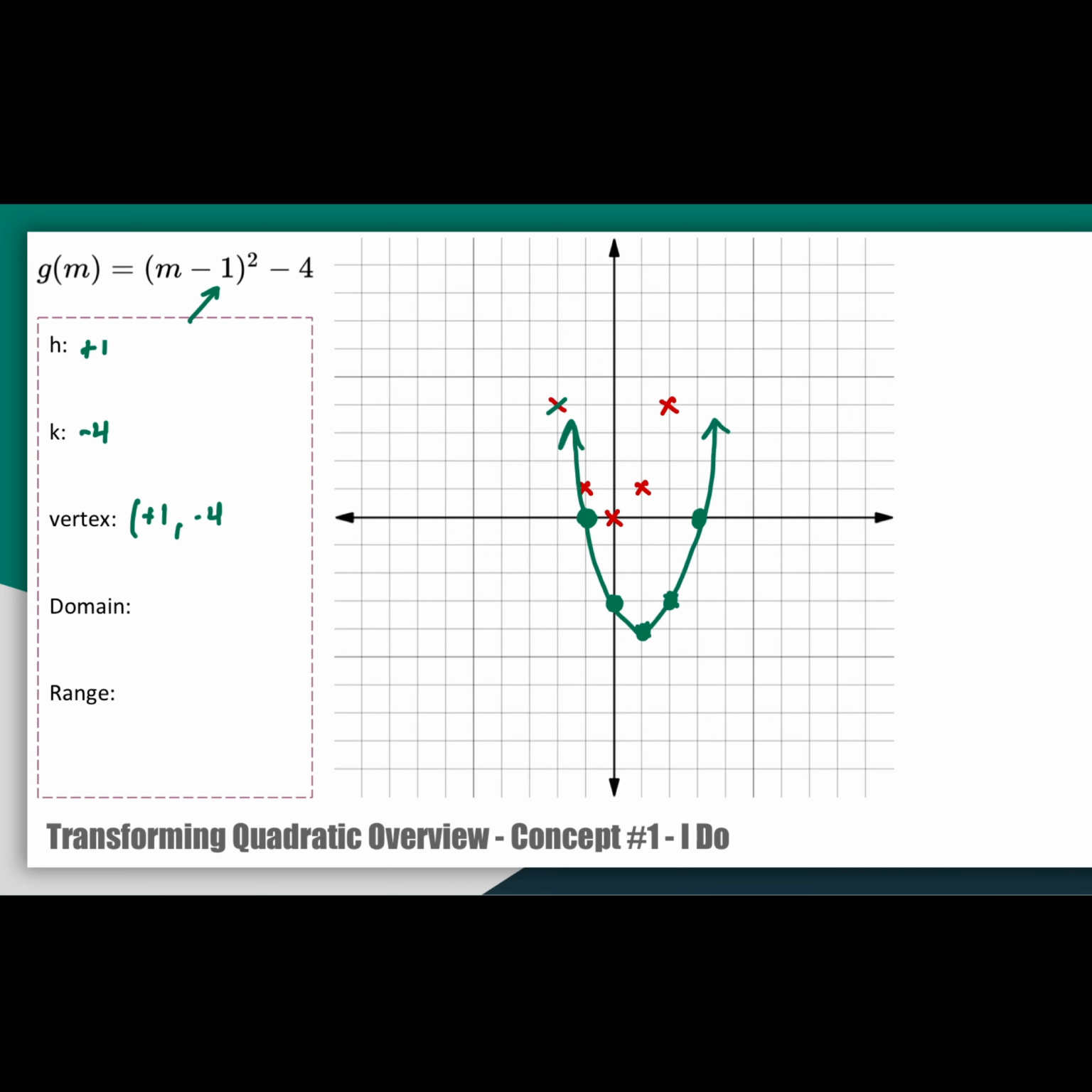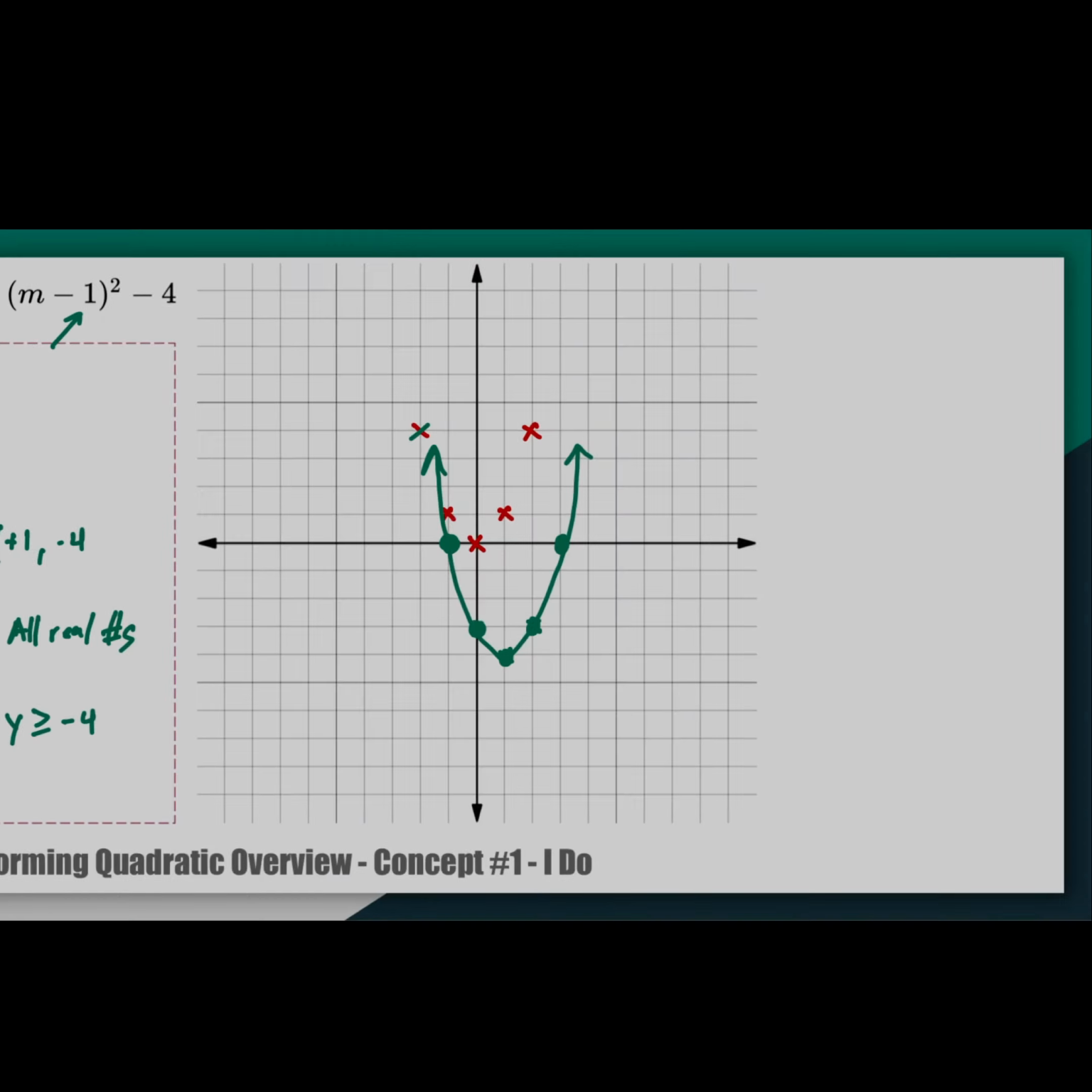Okay. Now the domain is still the same on this one. And I hope you're kind of seeing the hint here that for quadratic functions, you pretty much always have all real numbers as your domain, unless it's cut off somewhere, all right? Because it's always going infinitely to the left, infinitely to the right, but your range has changed, right? It's gone down to negative 4, it's going up, so y is greater than or equal to negative 4.